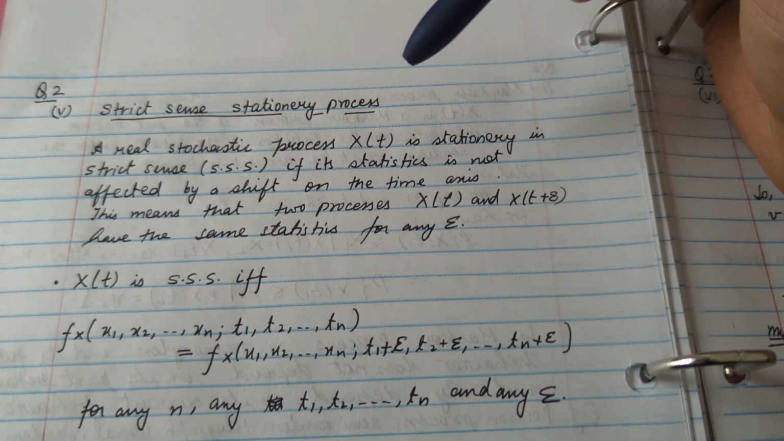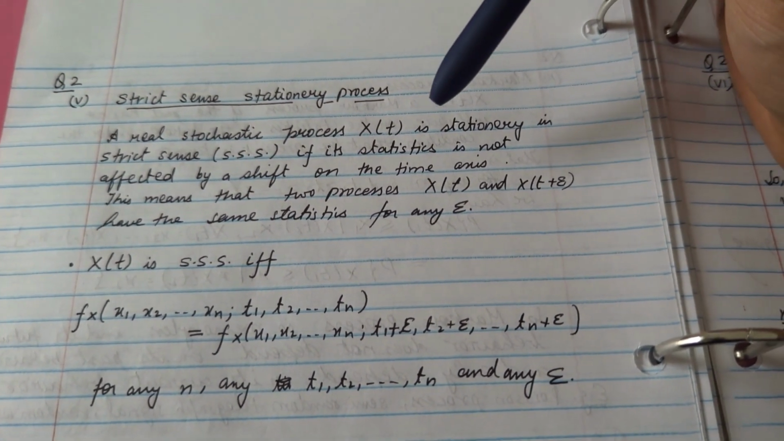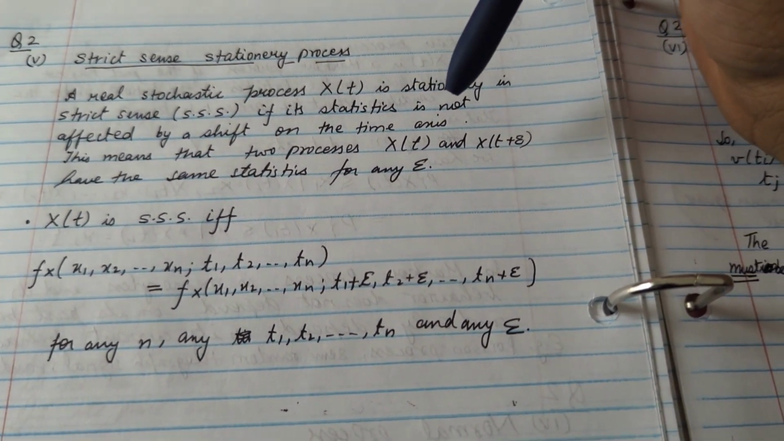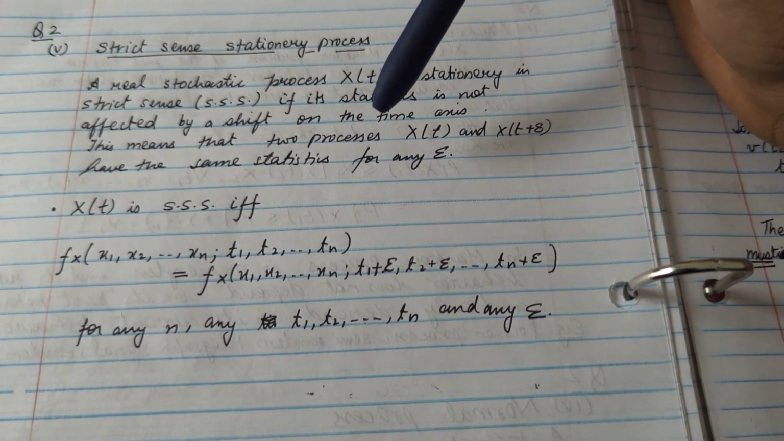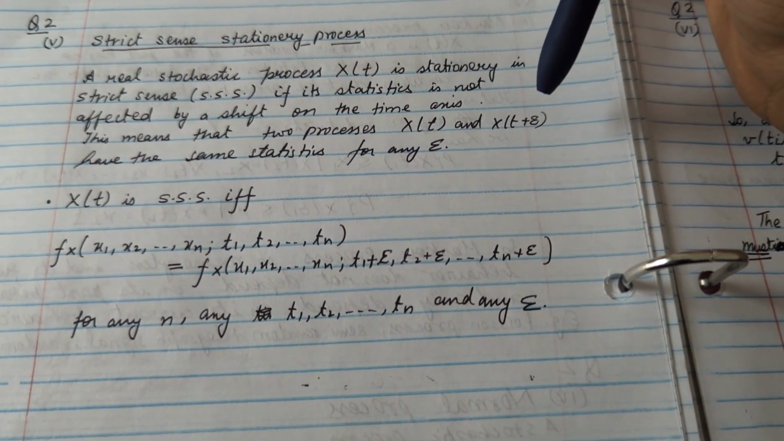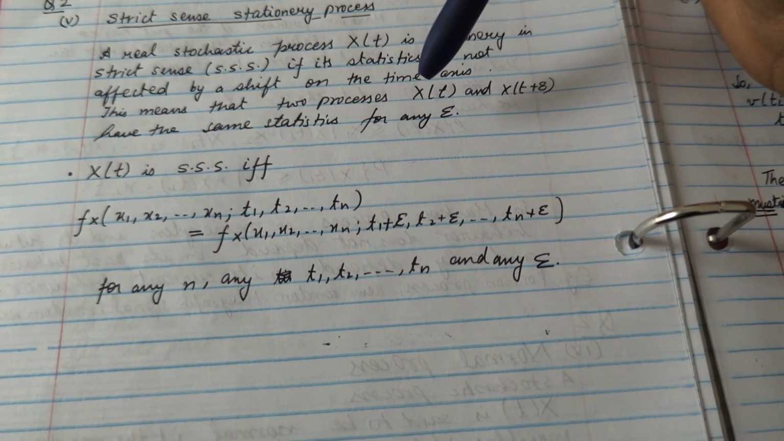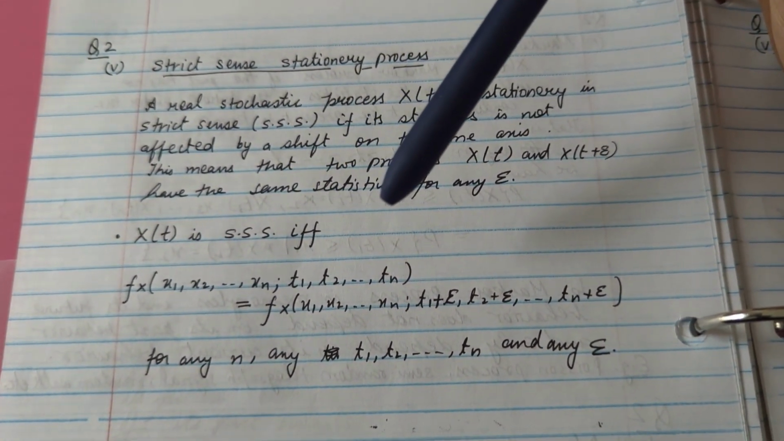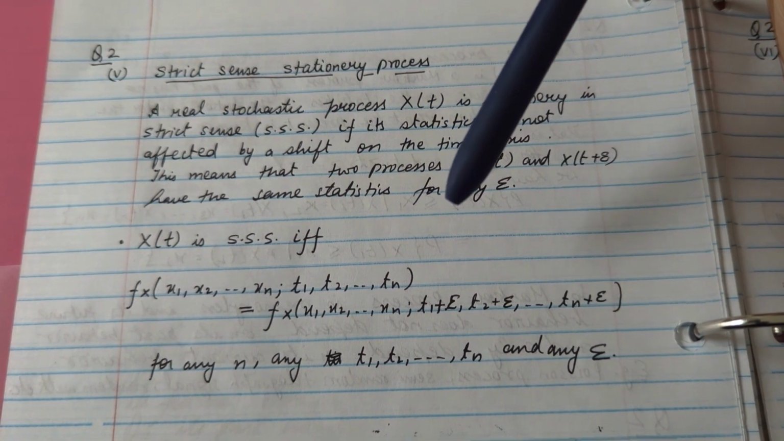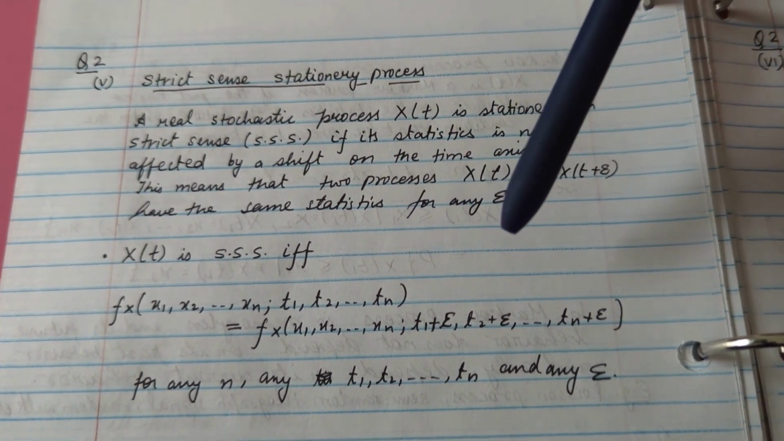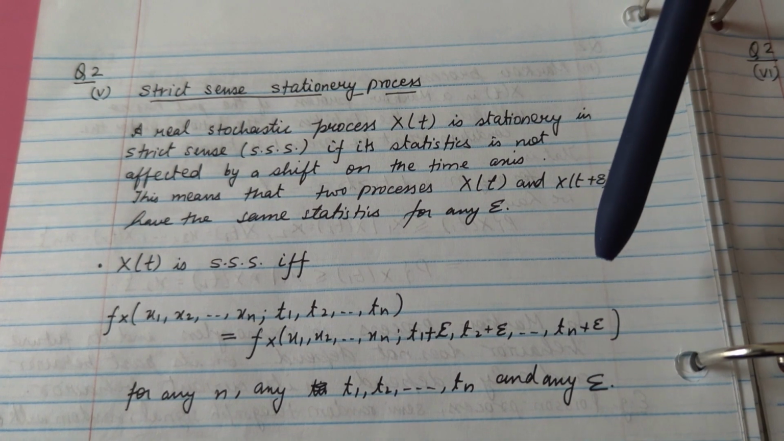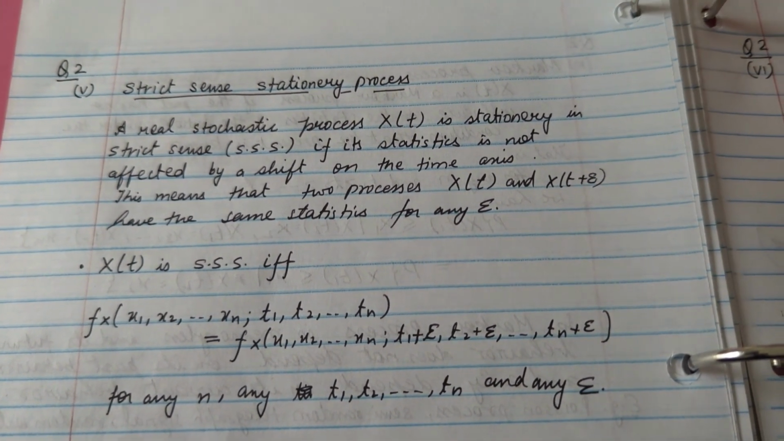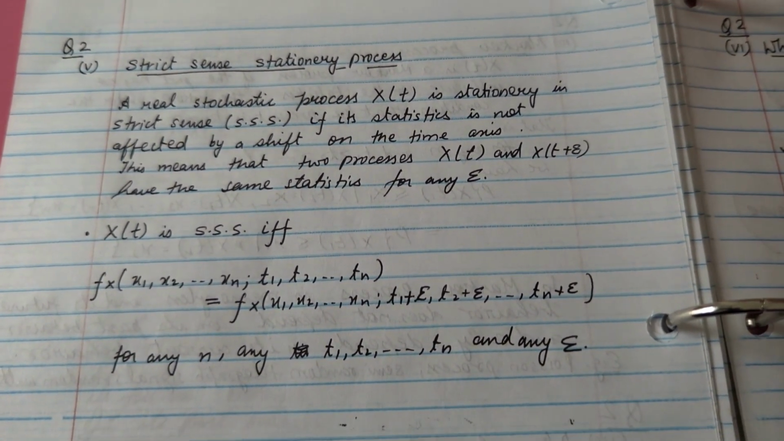Now, fifth, strict sense stationary process. A real stochastic process is stationary in the strict sense if its statistics are not affected by a shift on the time axis. This means that two processes X(t) and X(t plus epsilon) have the same statistics for any epsilon. X(t) is strict sense stationary if and only if f(x1 to xn; t1 to tn) equals f(x1 to xn; t1 plus epsilon, t2 plus epsilon, and so on), for any n, any t1 to tn and any epsilon.